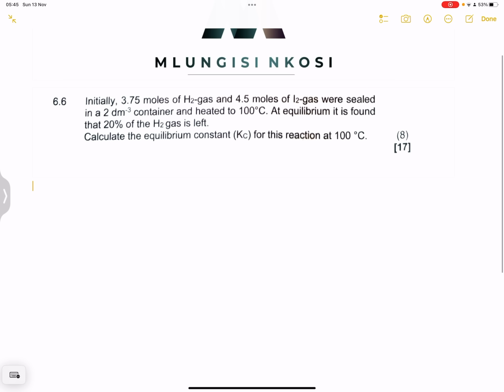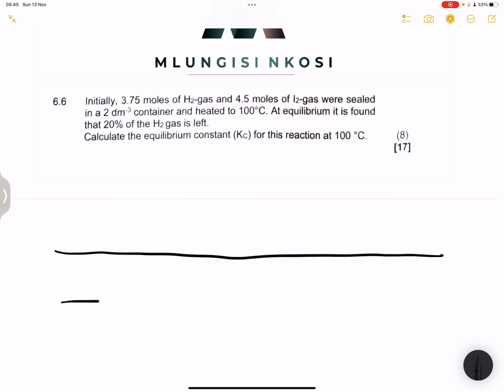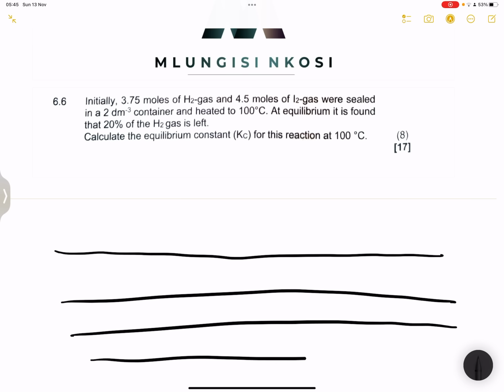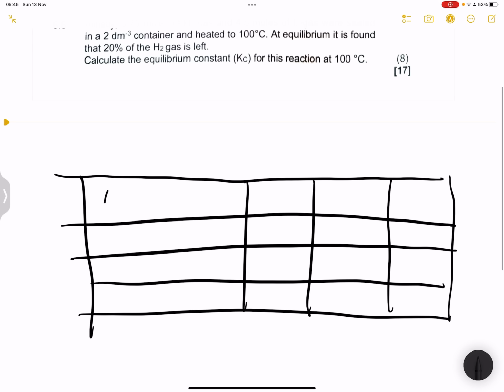Now, I want to show us very quickly how to deal with percentages. So obviously, we're going to draw our rice table, some of you call it. Okay, so we'll have initial as per usual, that's in moles, then you'll have change in moles. You can fast forward this part until you get to the part where I actually put in the values.